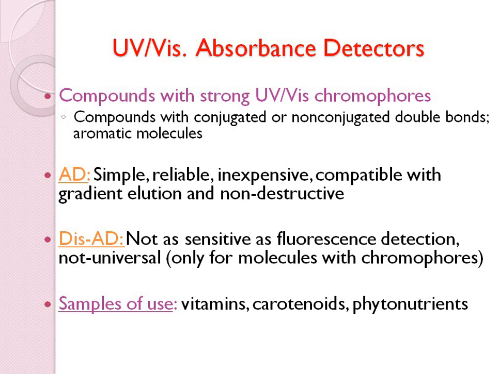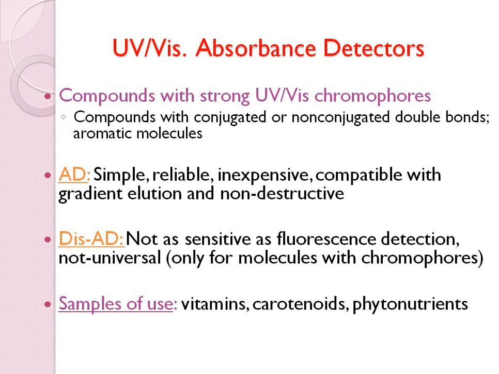The advantages of this UV visible detector are that it is very simple, reliable, inexpensive, compatible with gradient elution and non-destructive. Disadvantages are that it is not as sensitive as the fluorescence detector. Means the fluorescence detector is more sensitive than the UV visible detector, and it is not universal also. Means only molecules which have a chromophore can be analyzed by using the UV visible detector.